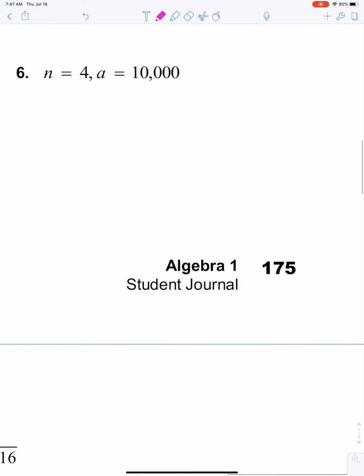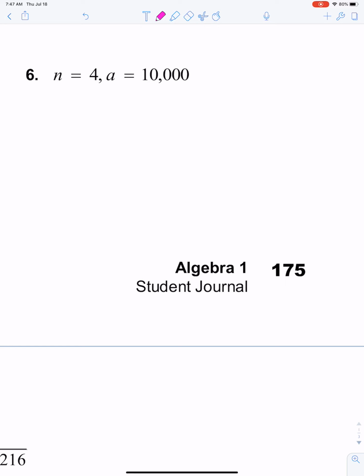All right, so last we have the 4th root of 10,000. Okay, so that's the same as saying 10,000 to the 1/4 power. And the 4th root of 10,000, that's going to be plus or minus 10, because it's an even root.